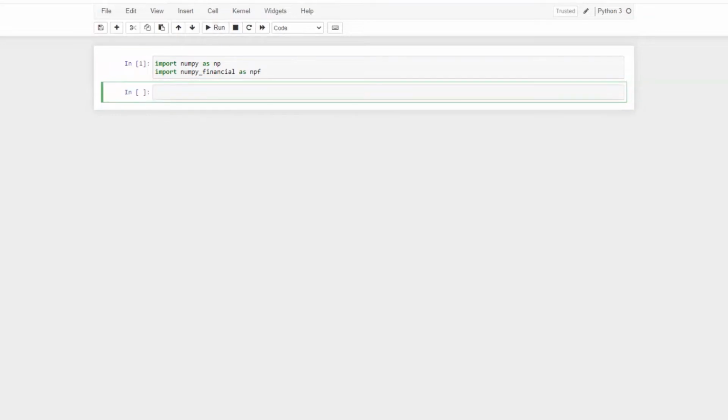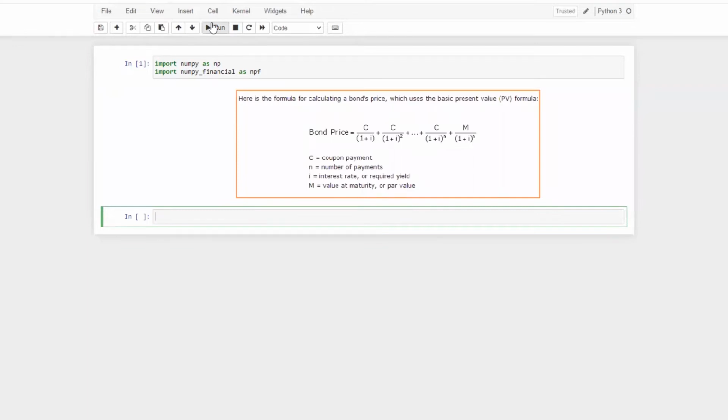So what's the formula we have for the calculation of bond prices? Let me just bring it from Google for you. Now, in order to calculate bond prices, we need the coupon payment, whether monthly, quarterly, or semi-annually. We need the number of payments, the interest rate or required yield, as well as the value or par at maturity.